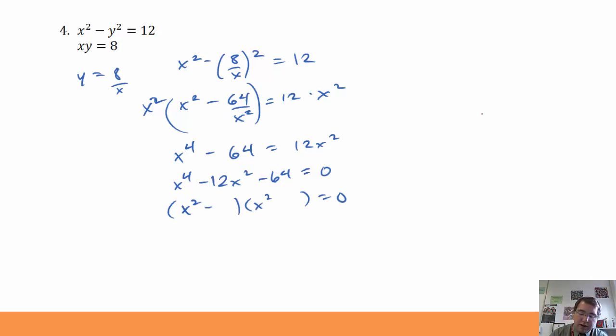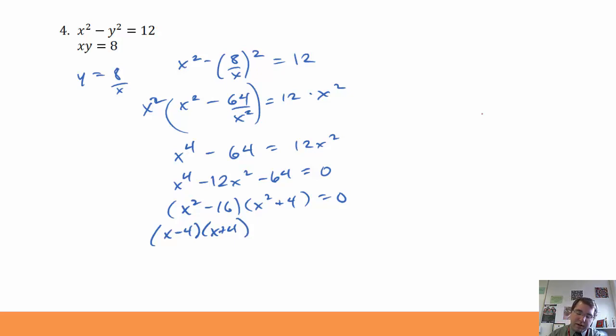Here, there's an x squared there, an x squared everywhere, an x squared. Then you've got negative 16 and positive 4, because negative 16 times 4 would make negative 64, and negative 16 plus 4 would make negative 12. It works out like that. And then notice x squared minus 16 is factorable itself as x minus 4 times x plus 4. X squared plus 4 is not factorable over the real numbers.